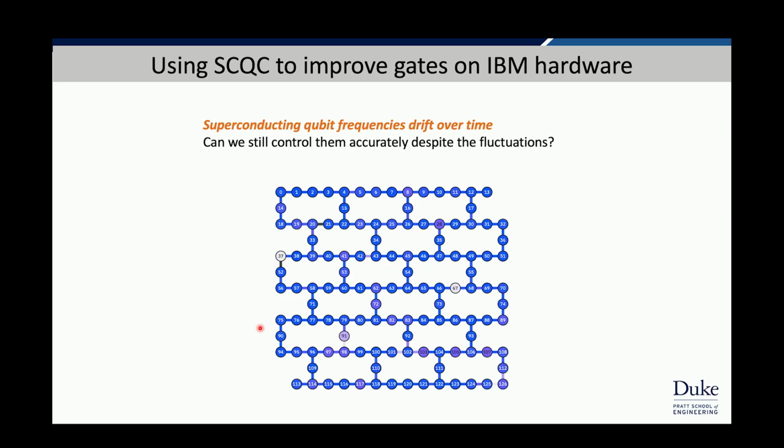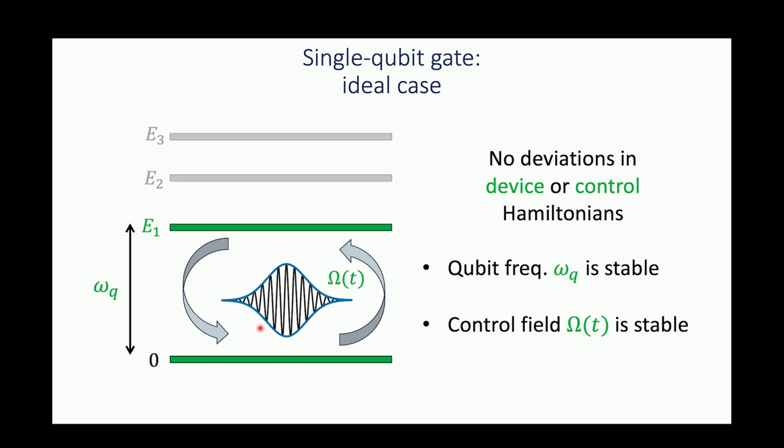So then let's just look at how things could work in practice. Ed and his collaborators actually applied it to IBM hardware. So you have this big superconducting qubit. Things drift over time, maybe. Frequencies drift a little bit. The pulses are some pulse you send in. Again, the qubit frequency is stable, control field stable, life is good.